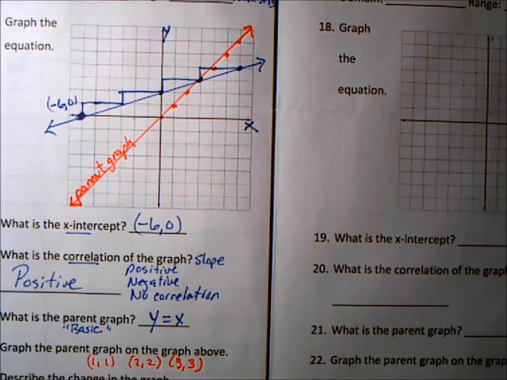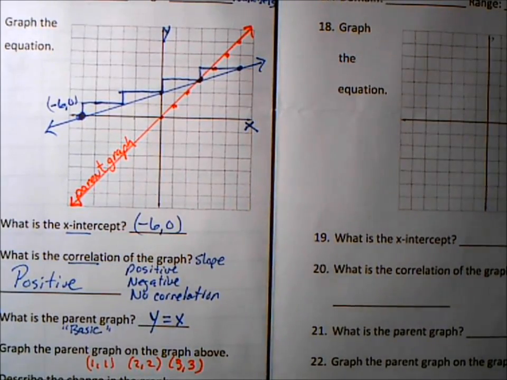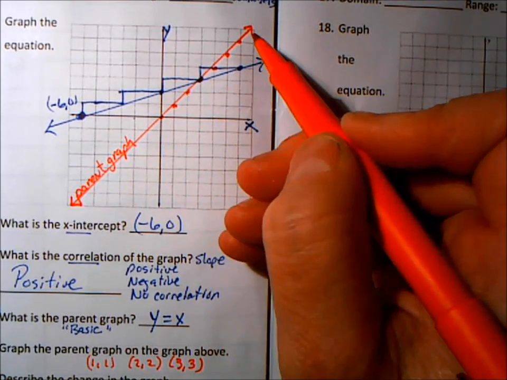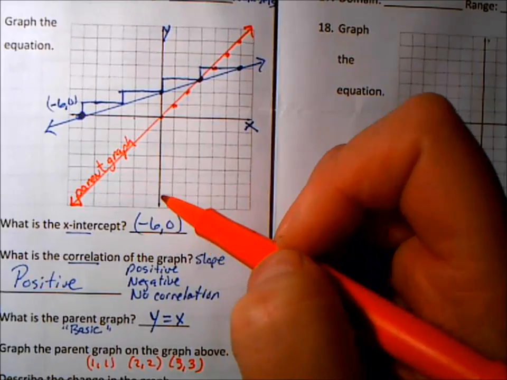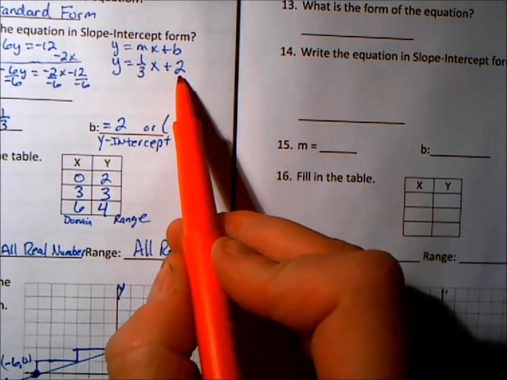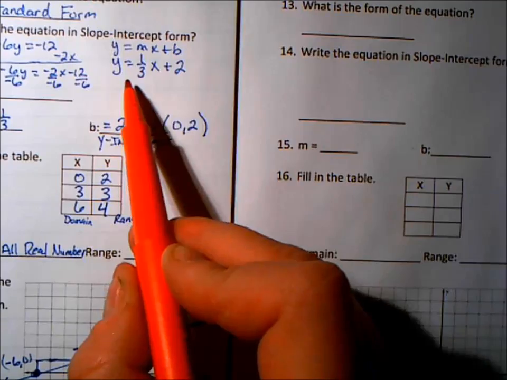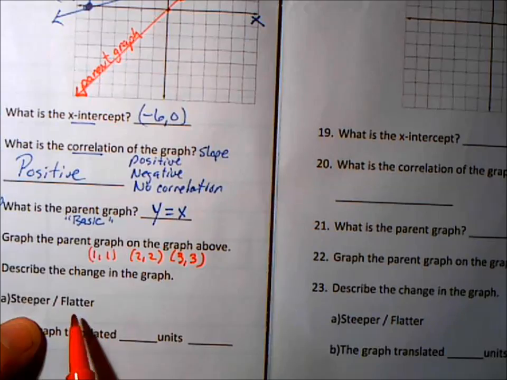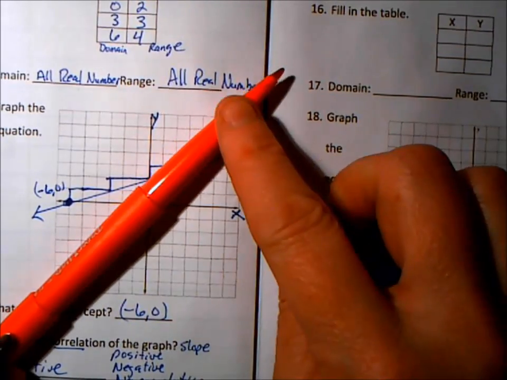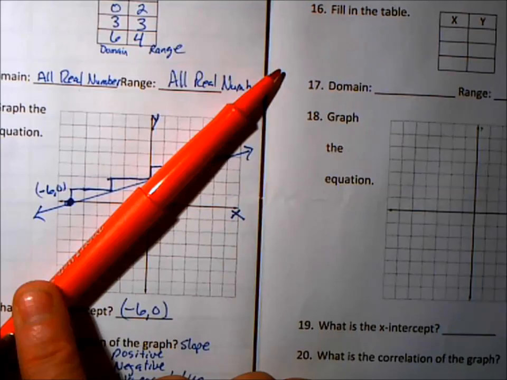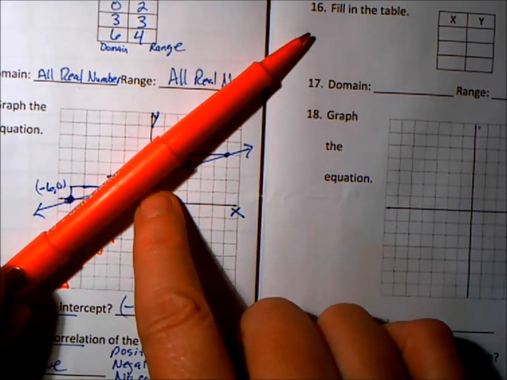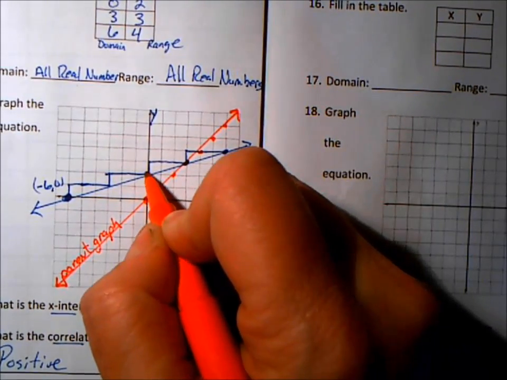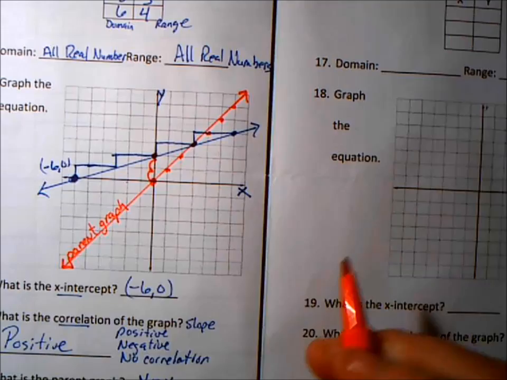On 12, they want me to describe the change in the graph. The parent graph was the original line, and then they started adding things to it. On this one, they added a 2 and they stuck the 1/3 on there. So we need to know what these things were doing. Is the line steeper or flatter? If I'm looking at the parent graph, it was in this direction and then it moved up. So it translates up from this point to that point. It moved up 2 units.